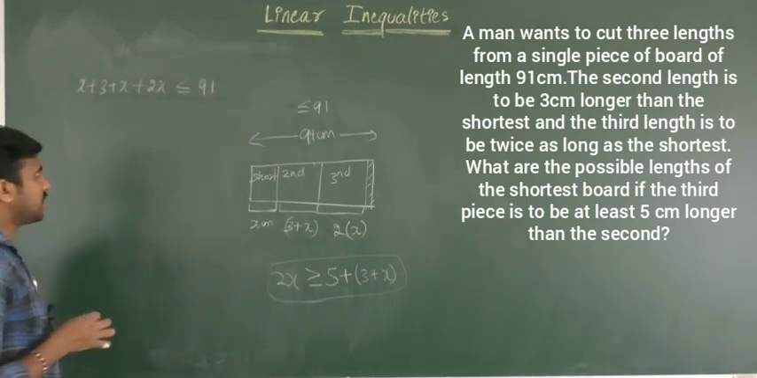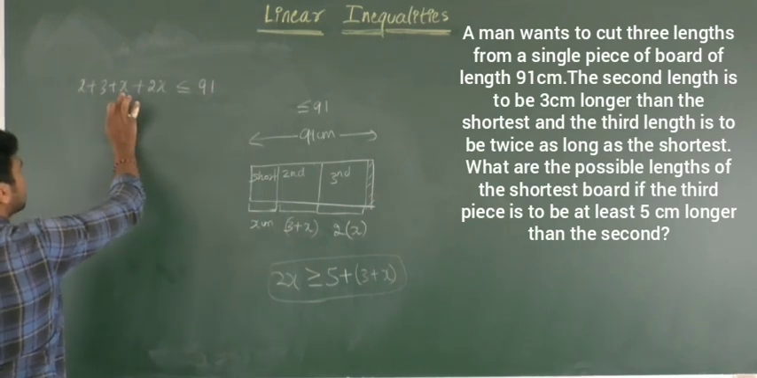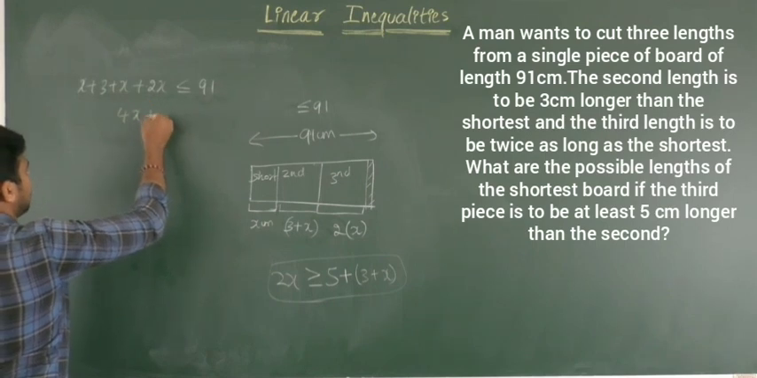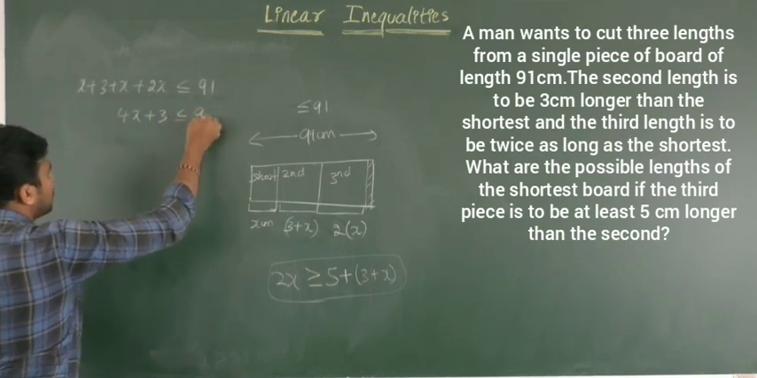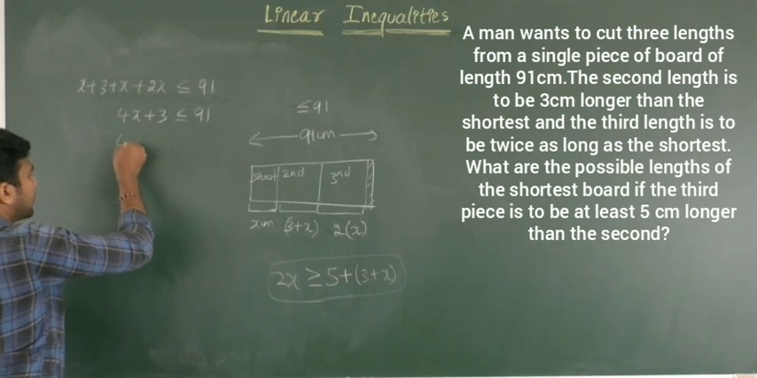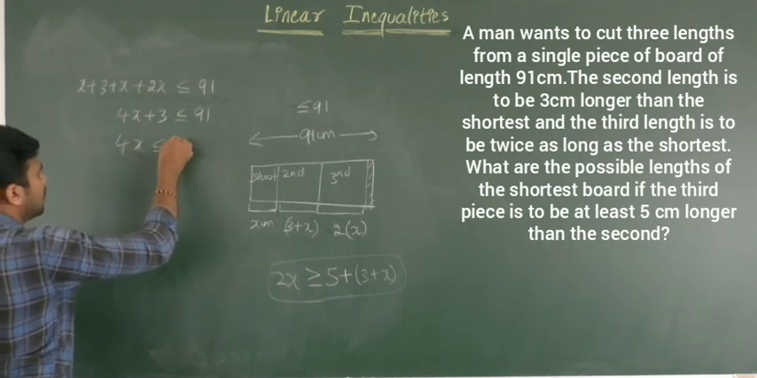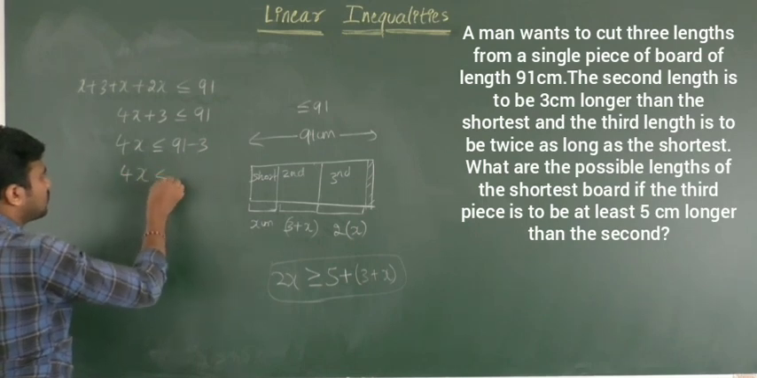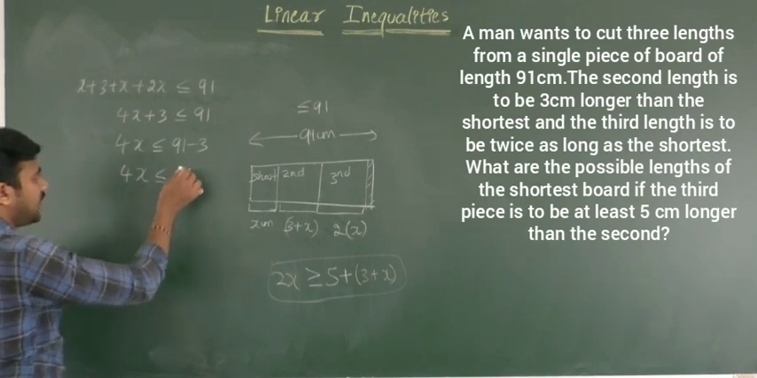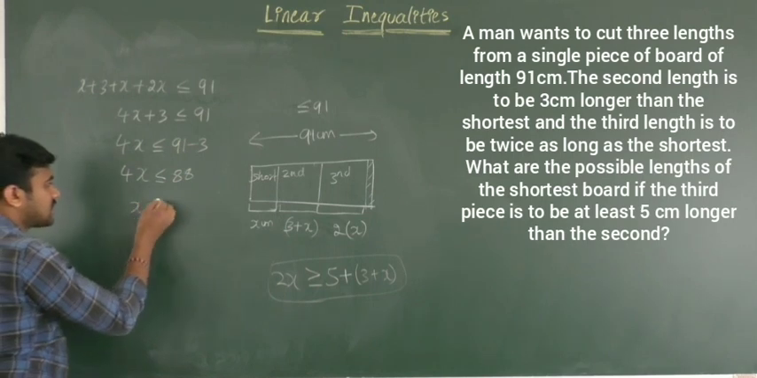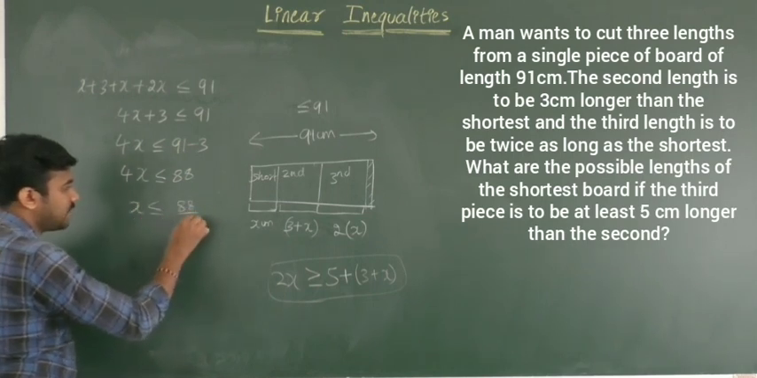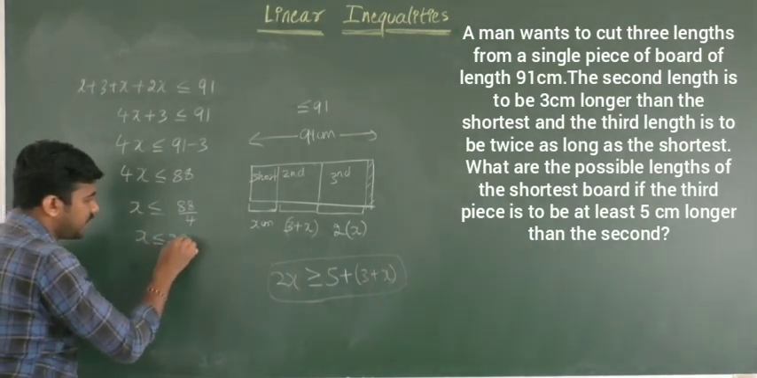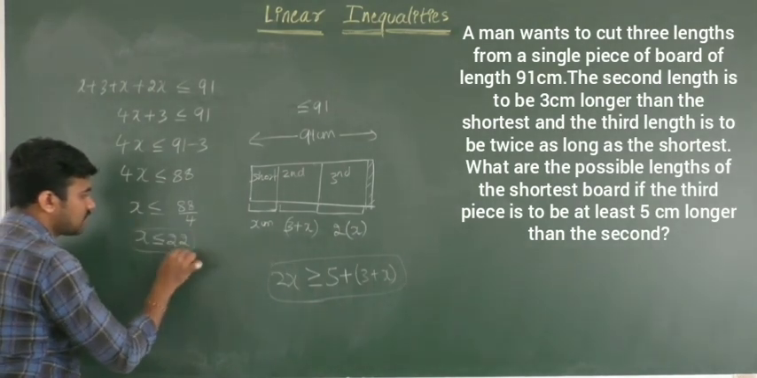Okay, solve this first. So x plus x plus 2x, that is nothing but 4x plus 3 less than or equal to 91. So 4x is less than or equal to 91 minus 3, means 4x is less than or equal to 88. X is less than or equal to 88 by 4. By dividing 4 on both sides, we'll get x is less than or equal to 22.